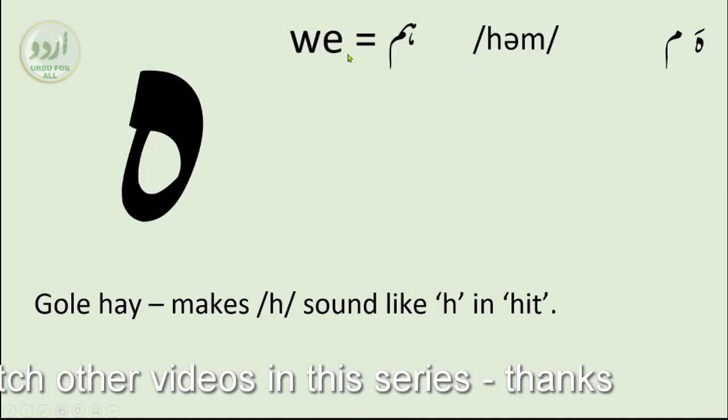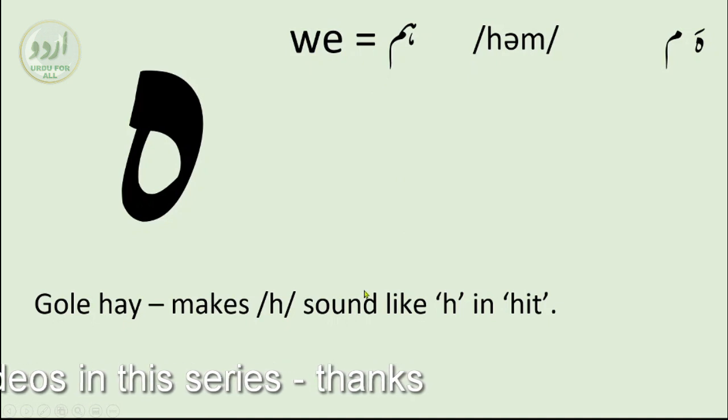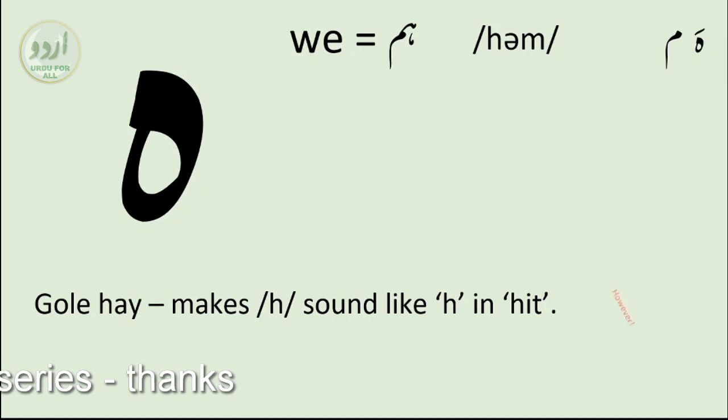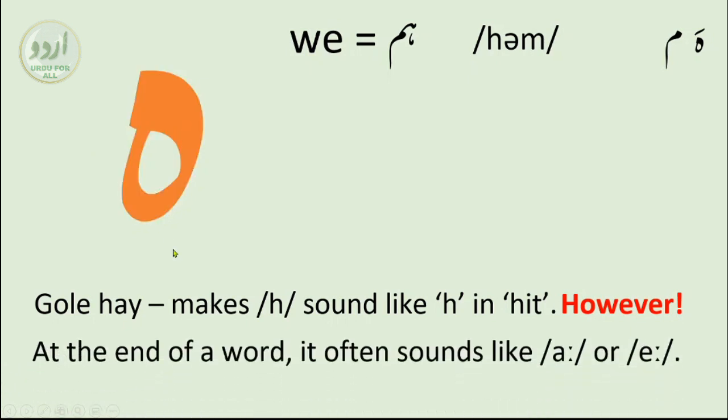And hum is we. Now I've been telling you that Urdu is a phonetic language and every letter has just 1 sound. However, this is an exception. This letter has more than 1 sound. Okay? Now, when it's at the end of a word, it often sounds different. Sometimes it makes A sound, same as alif, and sometimes it makes a sound like badiye. So it is used as a vowel as well.